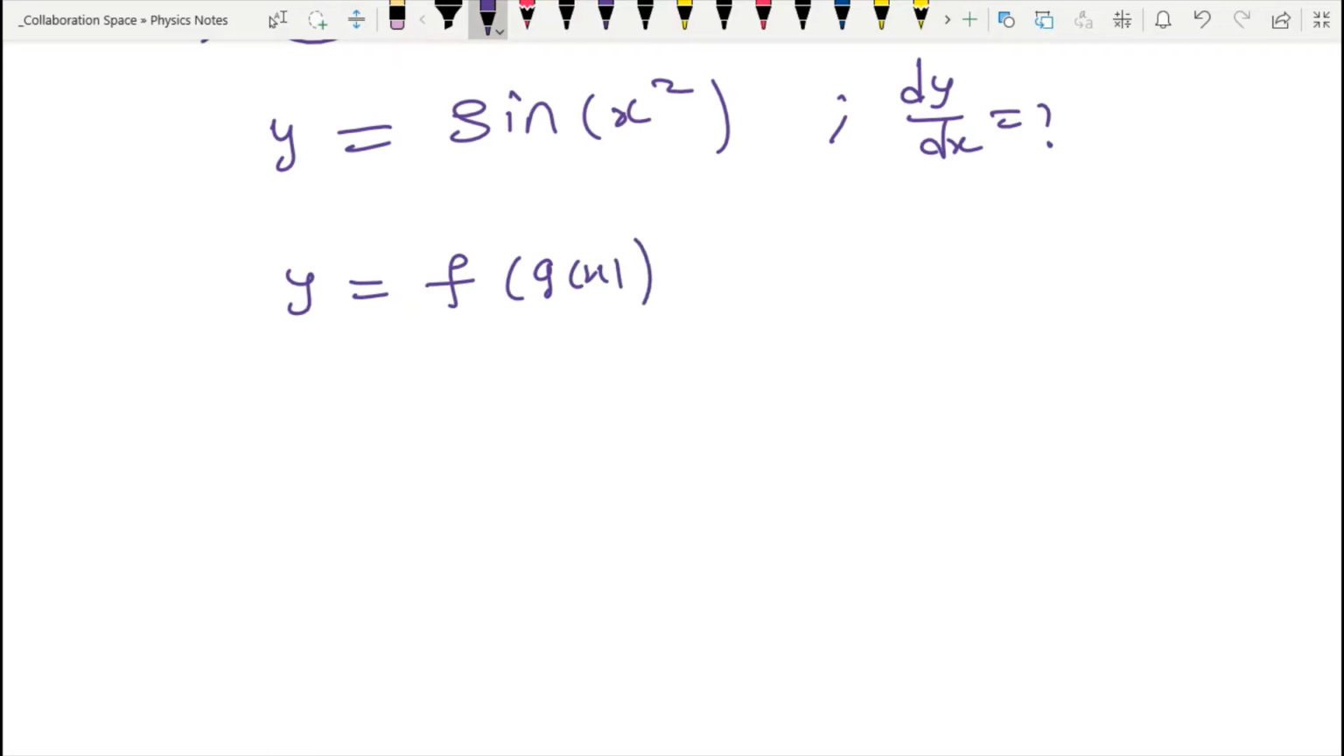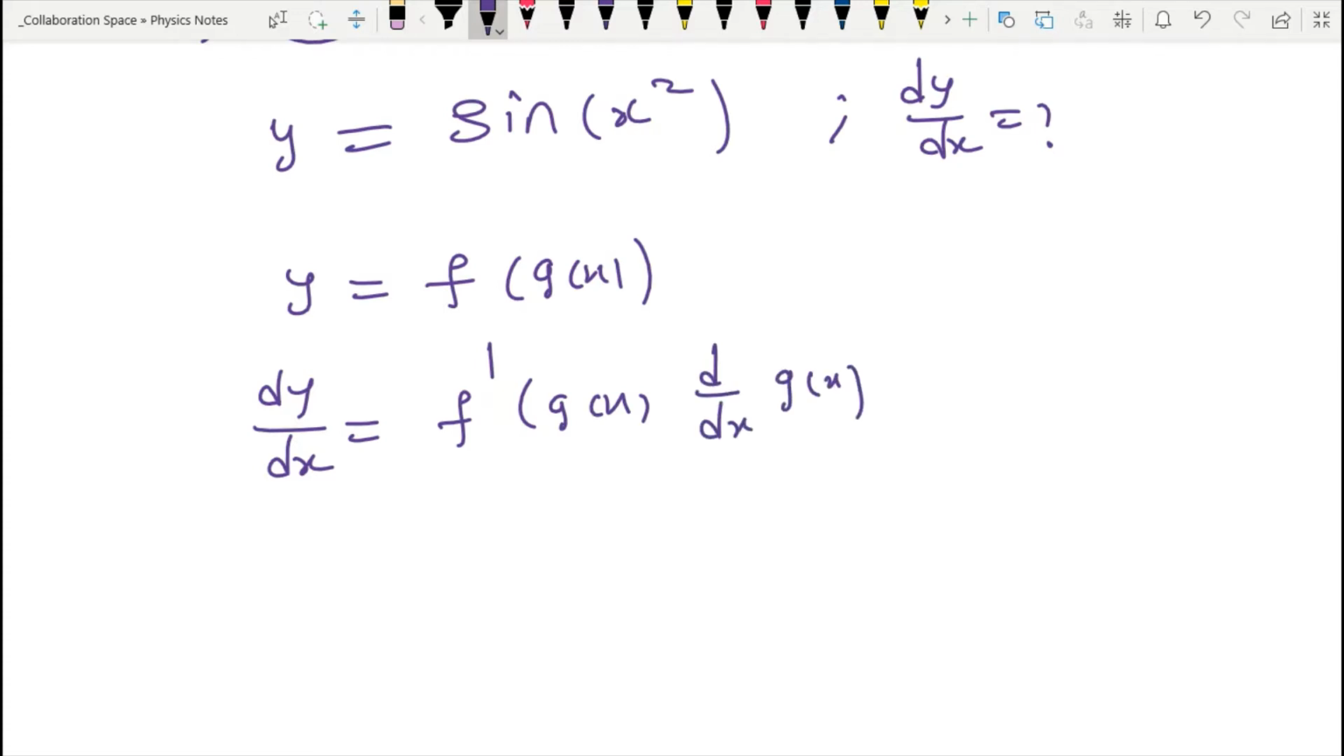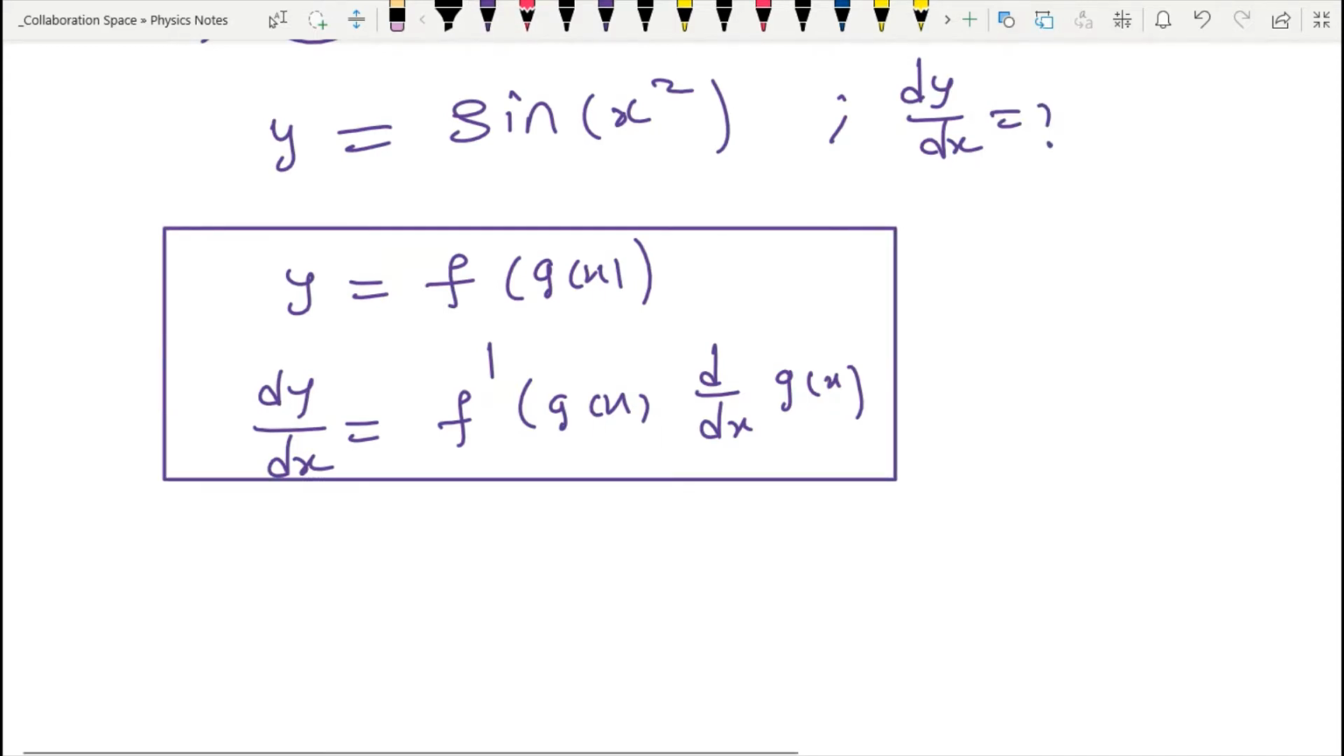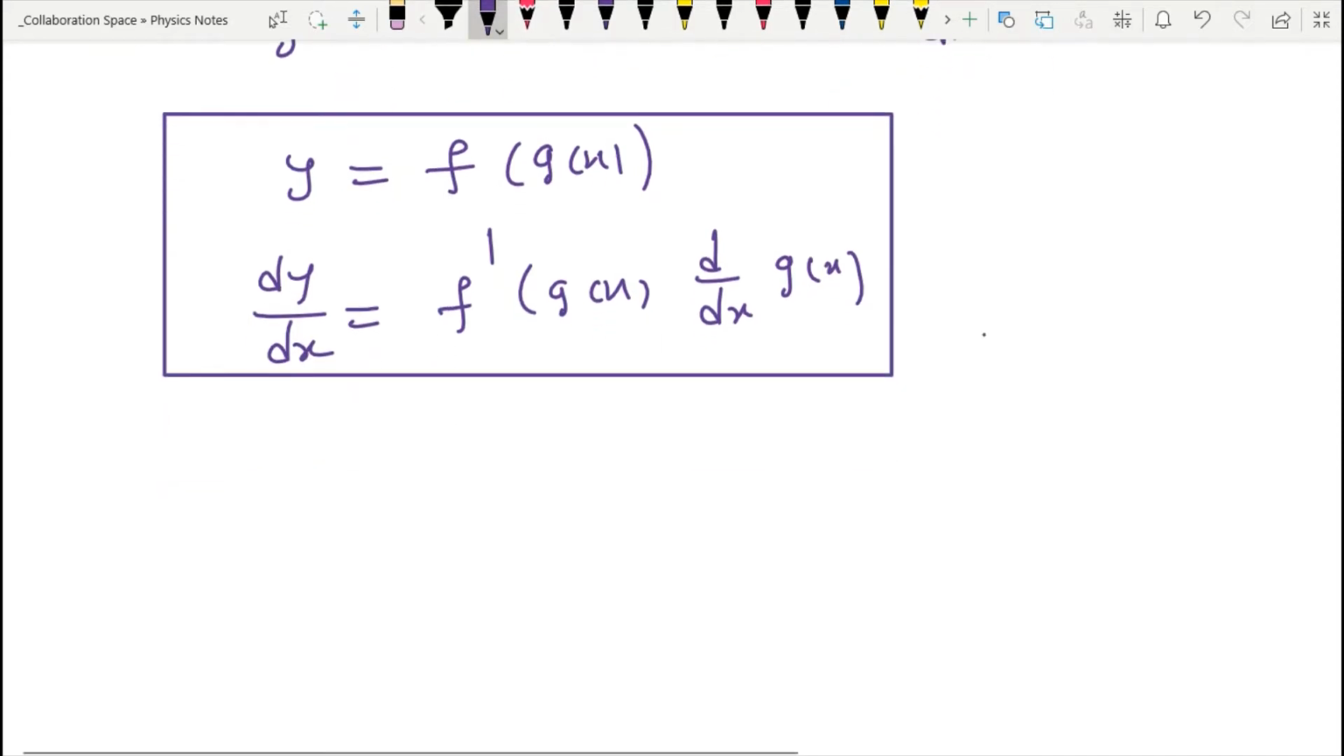Then dy by dx is f dash of g of x and d by dx of g of x. So this is the formula to calculate the chain rule type problems. Now I will apply the same here. Now we are having y is equal to sin x square. We have to apply differentiation.